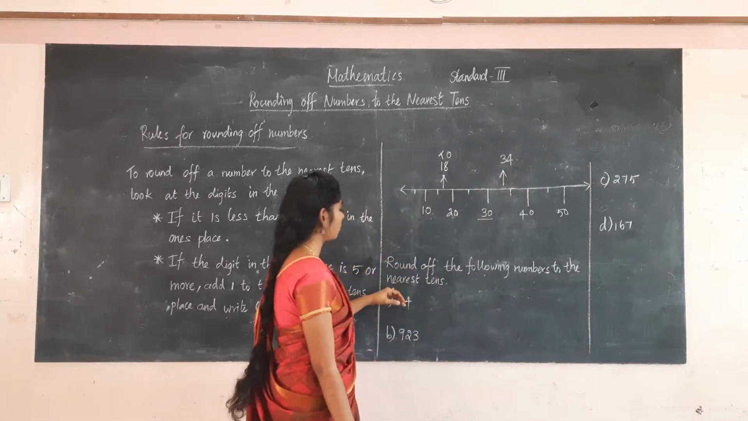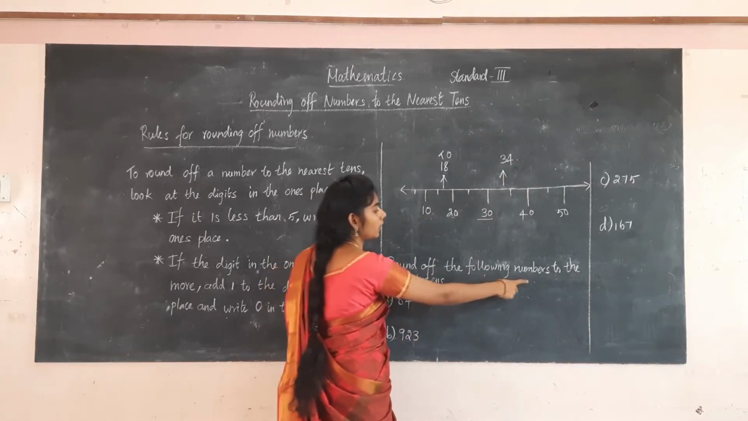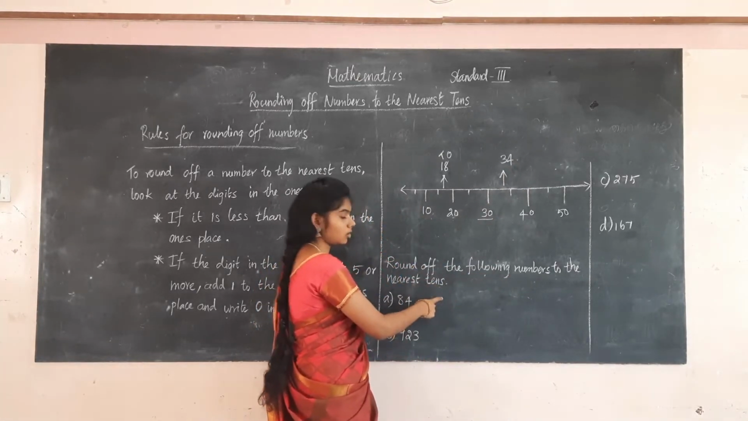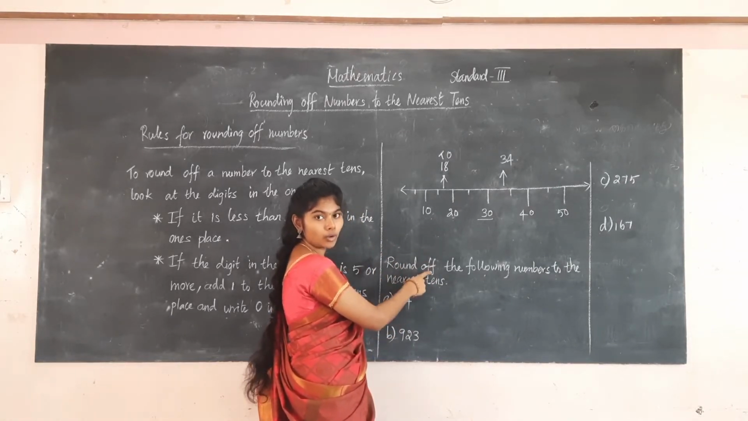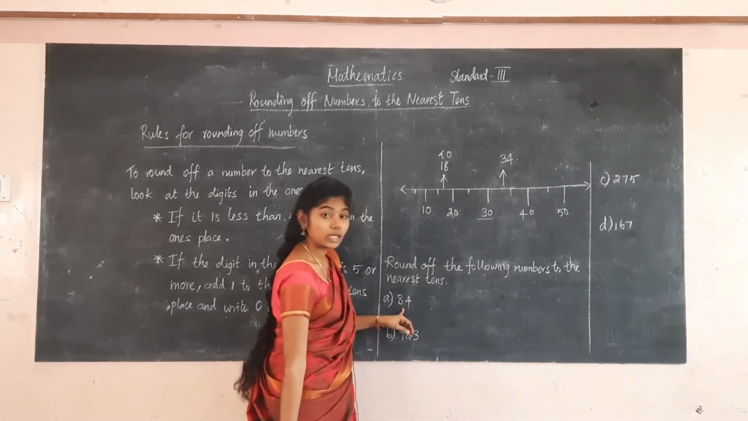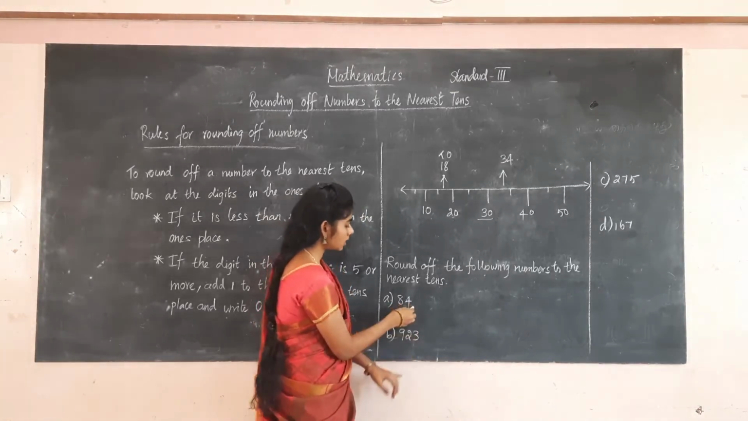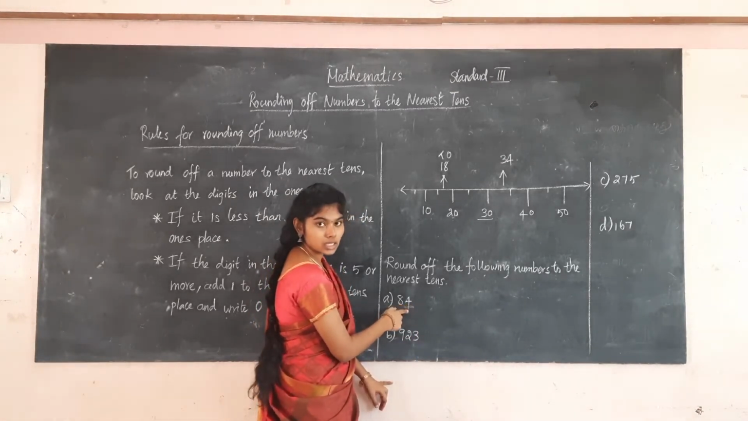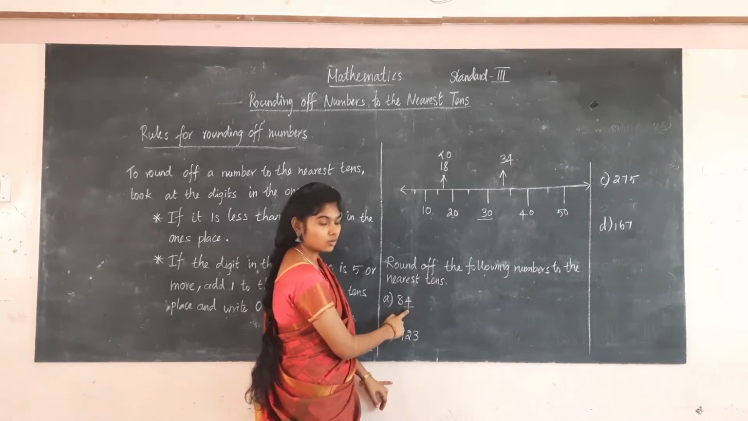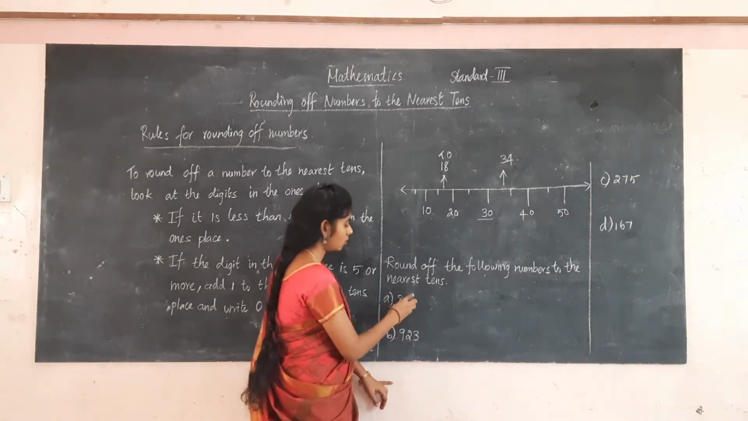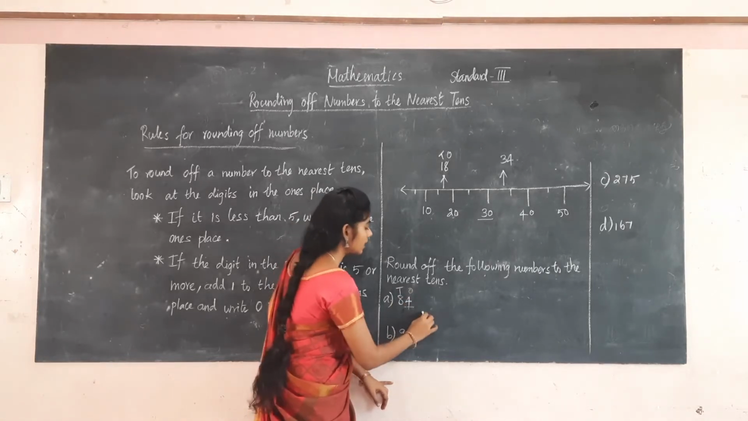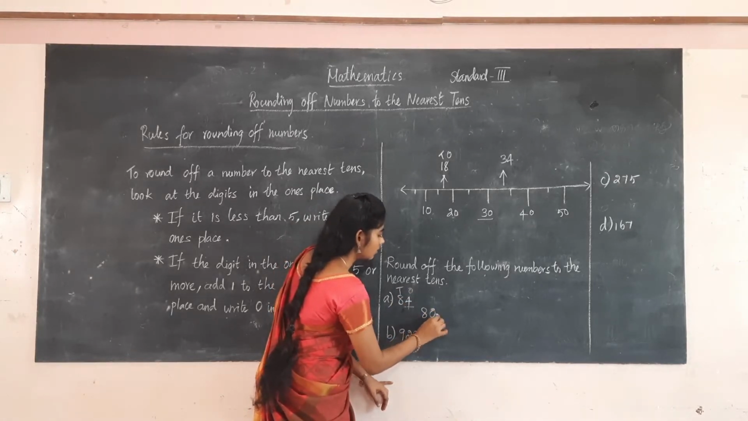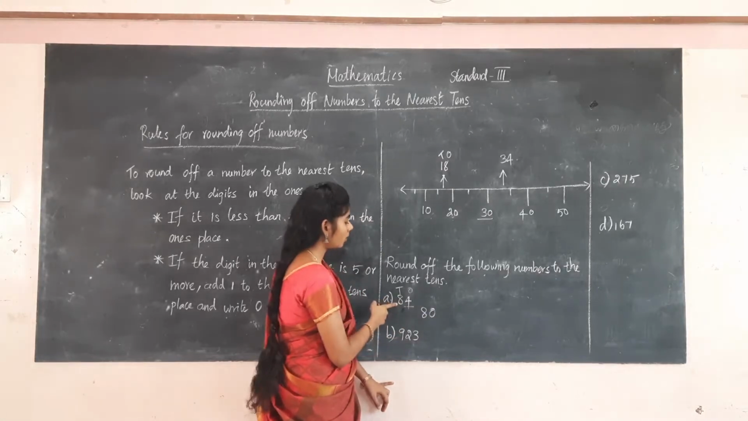Then we shall see some sums. Round off the following numbers to the nearest 10. We already learned the rules. Now we are going to do these sums. First one is 84. Where do we have to check? In the ones place. It is less than 5, so we give 0 alone in the ones place. This is the ones place. It is below 5, so the answer will be 80. This is the rounding of the number 84.